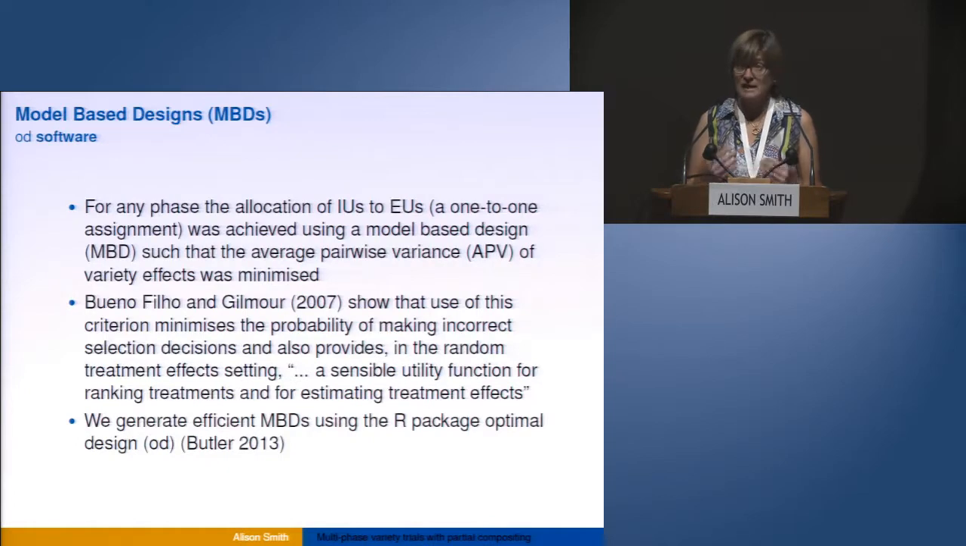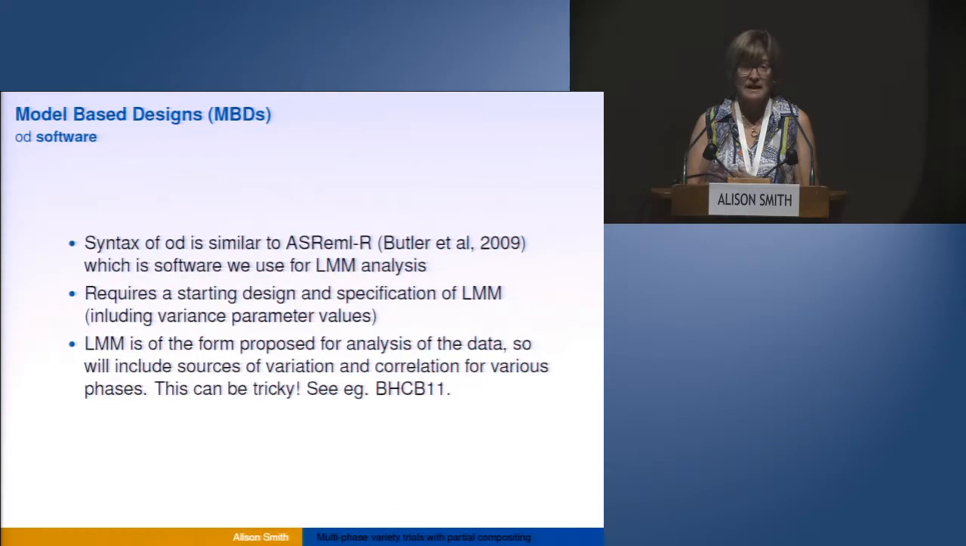Okay, so for any of the phases we want to have a design. We want to allocate our input units to experimental units. We use model-based design techniques, the aim being to minimise the average pairwise variance of our variety effects. Numerous people have looked at that as a criterion which is suitable for the sort of designs we're talking about. And I'm going to speed up a little bit here. So we generate our designs using a package called OD, Optimal Design. And the syntax of OD is very similar to ASReml-R, which is what we use for linear mixed model analysis.